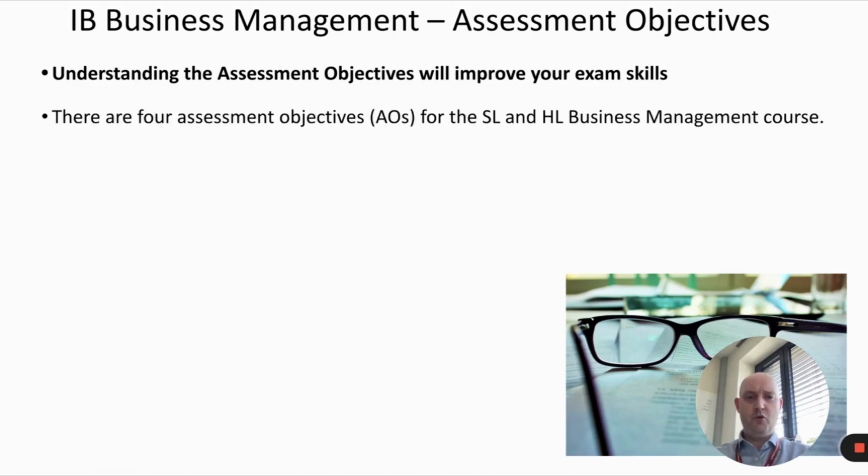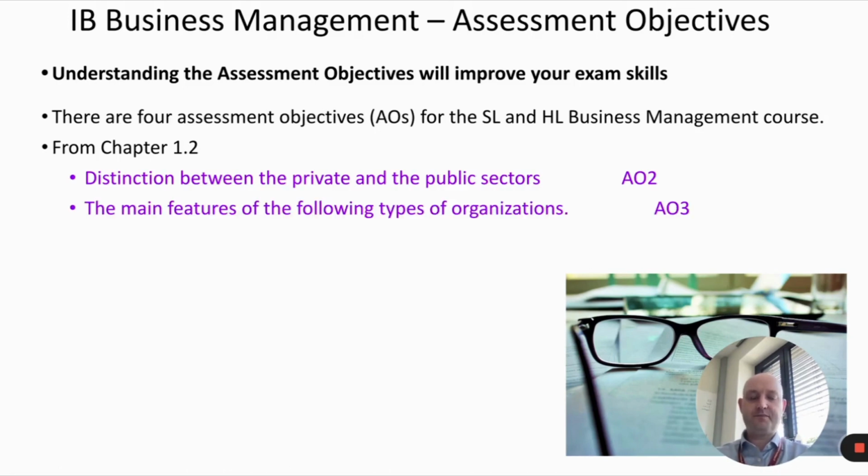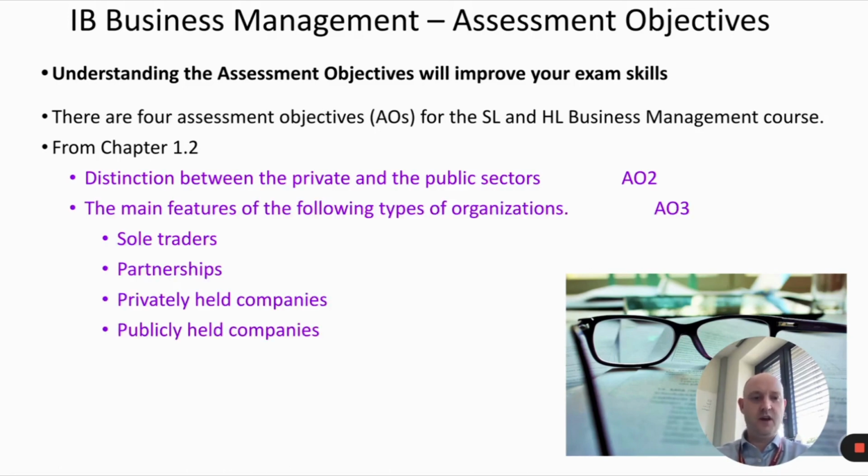For the business management course, there are 4 assessment objectives. For example, if we take the syllabus from chapter 1.2, types of business entities, probably one of the first chapters that most students study. I've just taken this from the IB syllabus, and you can see distinction between the private and public sectors is an AO2. The main features of the following types of organizations, AO3. So today we're going to be going through what exactly these mean.